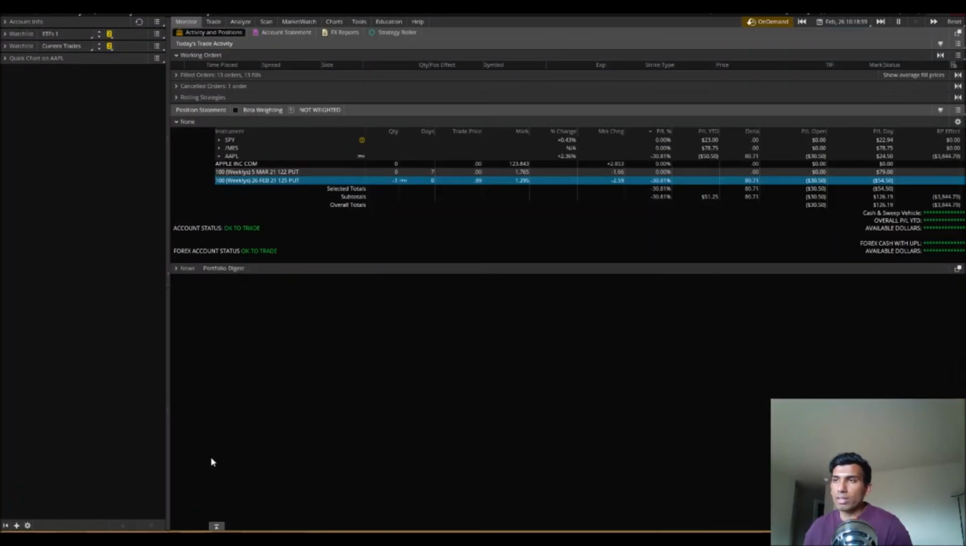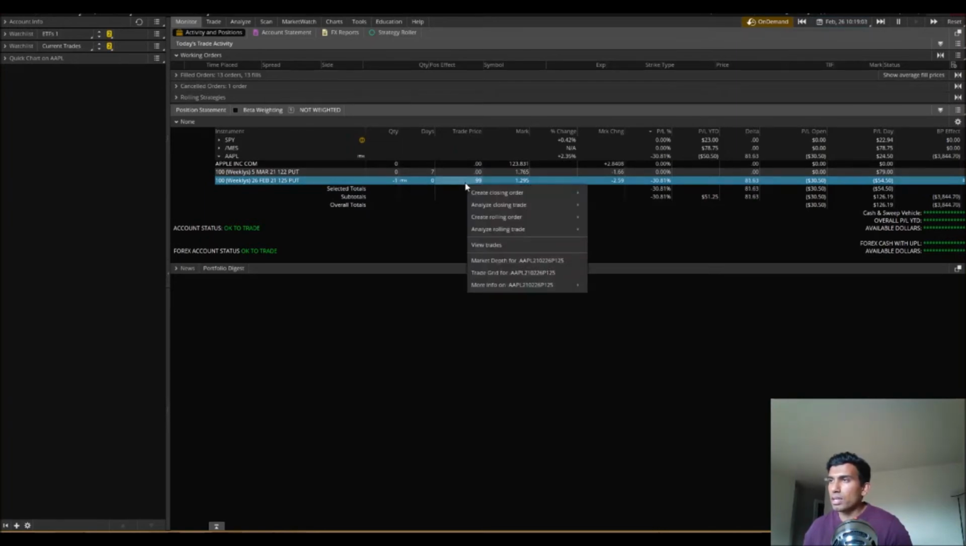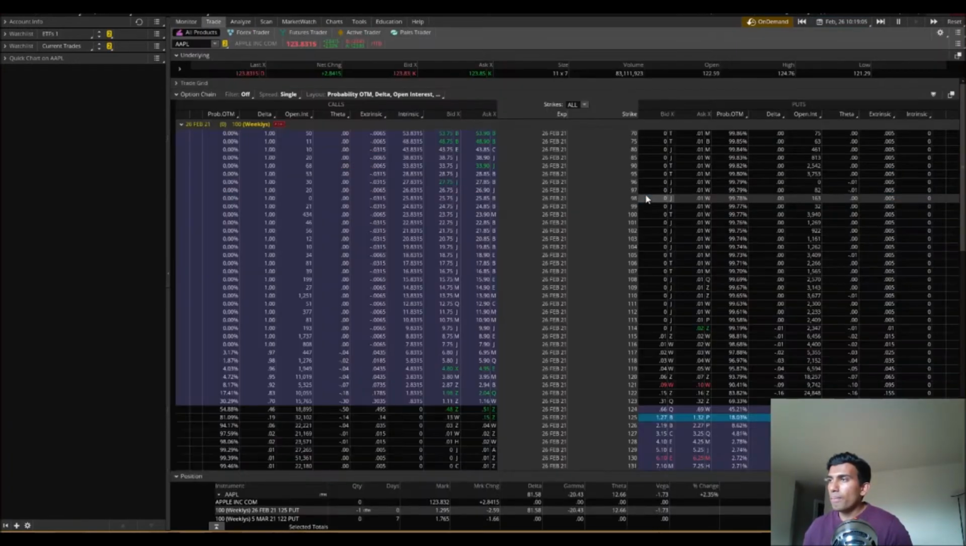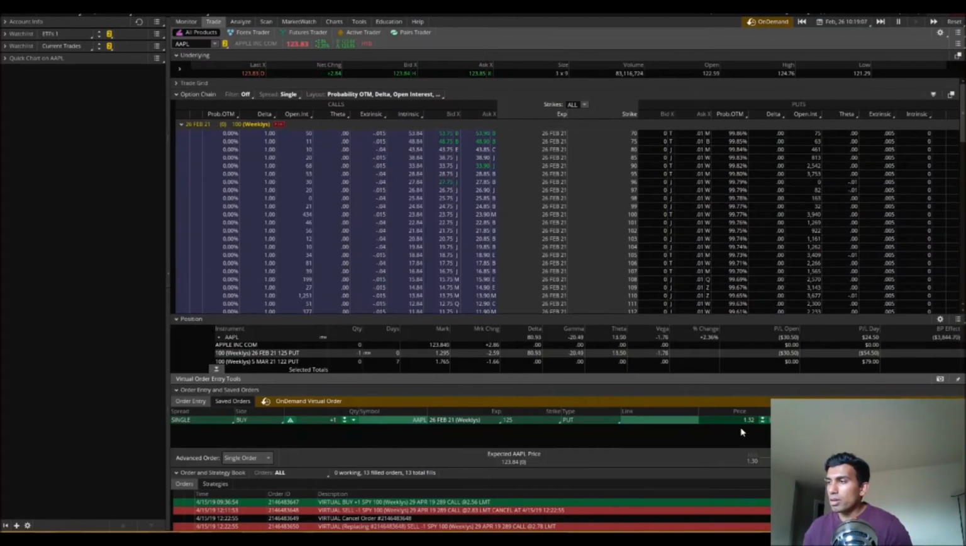I'm going to start off with the first step of rolling, which is closing out your current contract. If I jump here and look at this position, I'm going to say create closing order. Here you can see that we have to pay $132 to buy back and close out this contract. So I'm going to go ahead and do that.